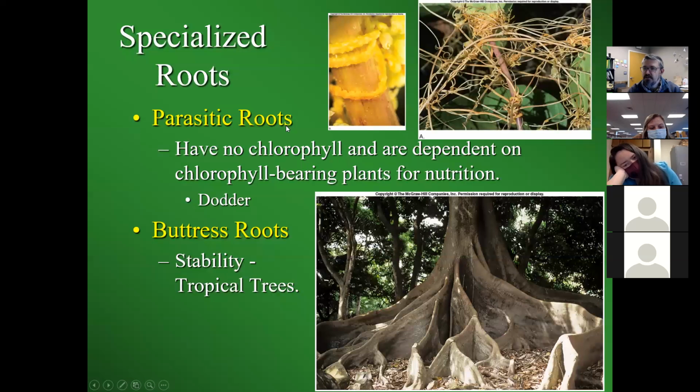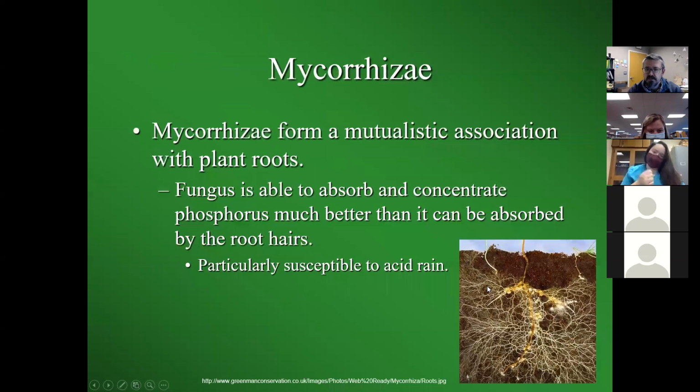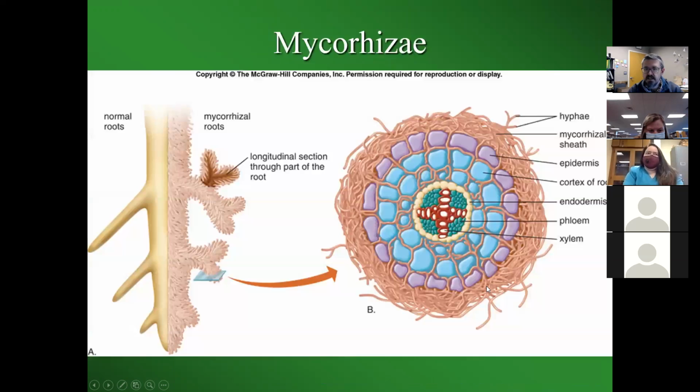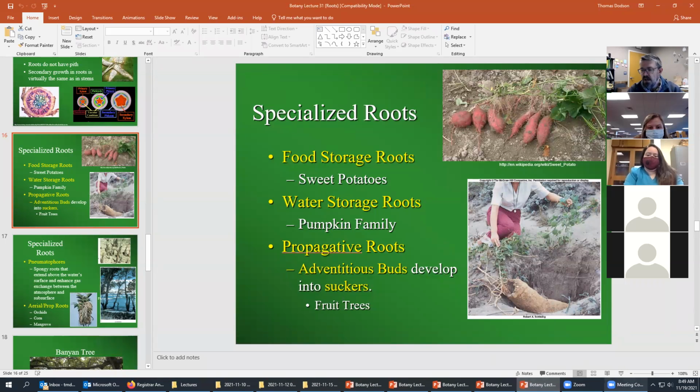So there's parasitic roots. They have parasites and instead of growing into the ground, they grow into other plants and they take their nutrients. And then we have buttress roots that are kind of like prop roots, but they provide stability like a buttress of a building. Okay, and then you have mycorrhizae attached to roots. I wanted to show y'all some of that because I think those specialized things are kind of fun.